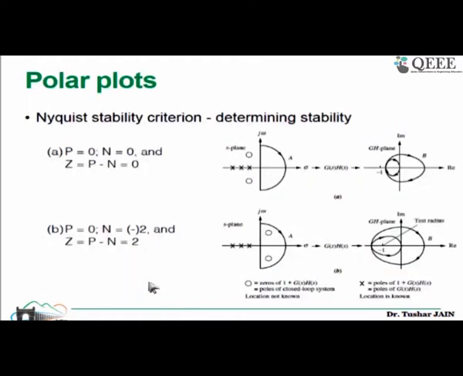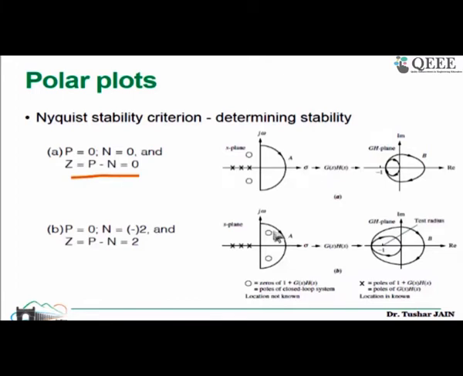So we can see a couple of examples for determining the stability using this criterion. Here we use this contour, which considers the right half plane. In this first example, you see P is 0. We draw the plot in the GH plane, and we see that -1 has not been encircled. My open loop is stable, there are no encirclements. So when I compute Z equals P minus N, it gives me 0, meaning that my system is stable.